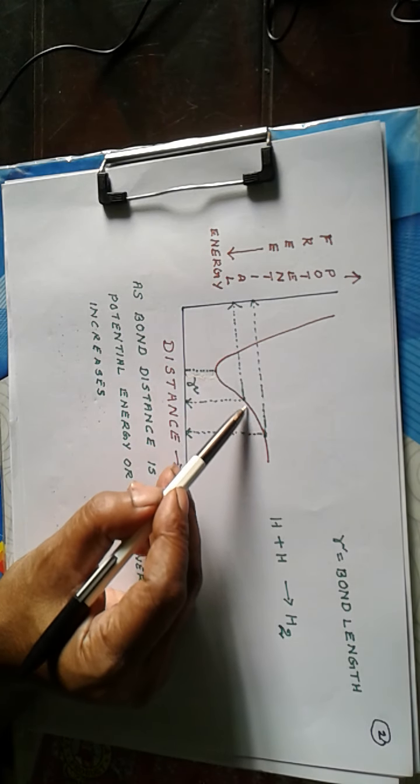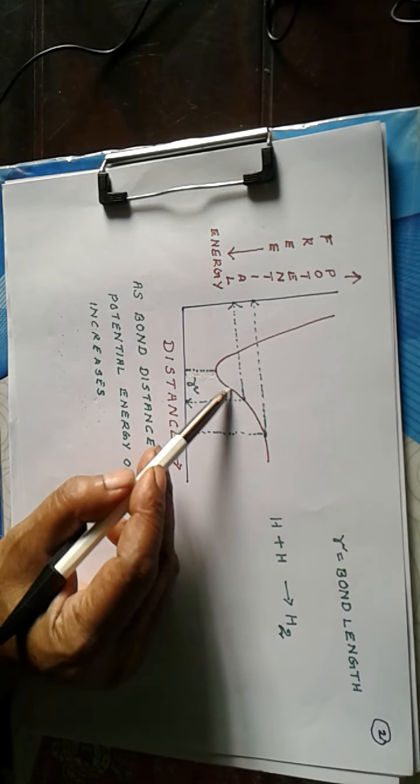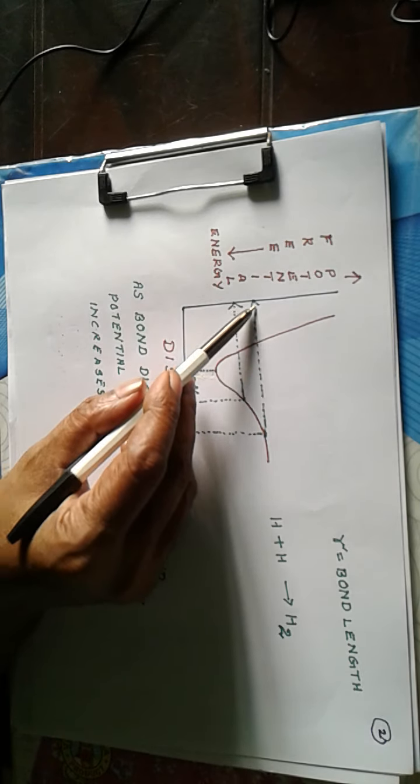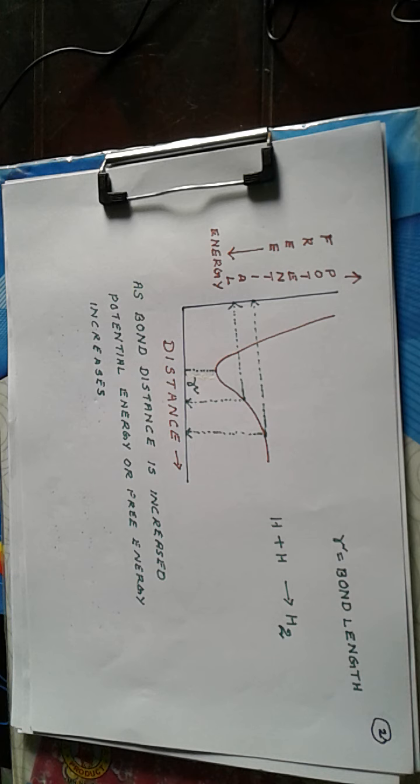Now you consider this portion alone. We find that as distance increases, potential energy increases. So conversely, we can say as distance decreases, potential energy decreases. So in a bonded atom, as the bond length increases, as we stretch the bond, the distance increases and the potential energy is increasing.